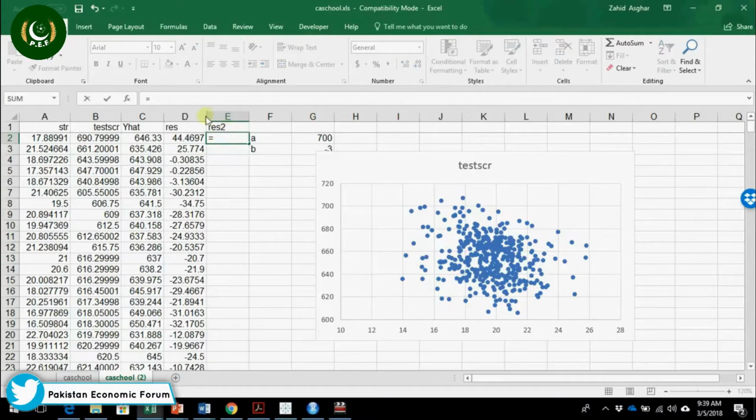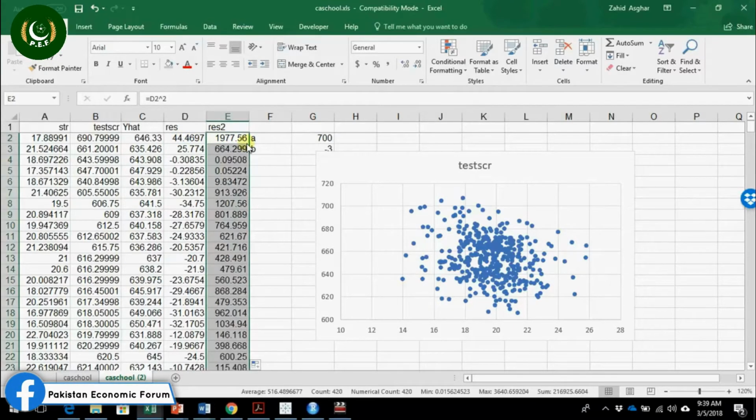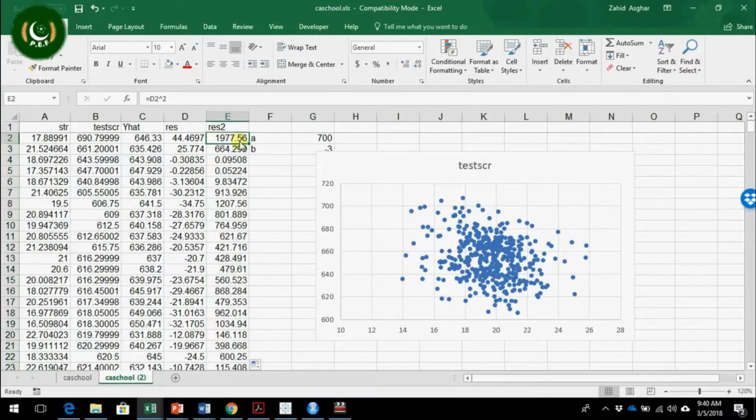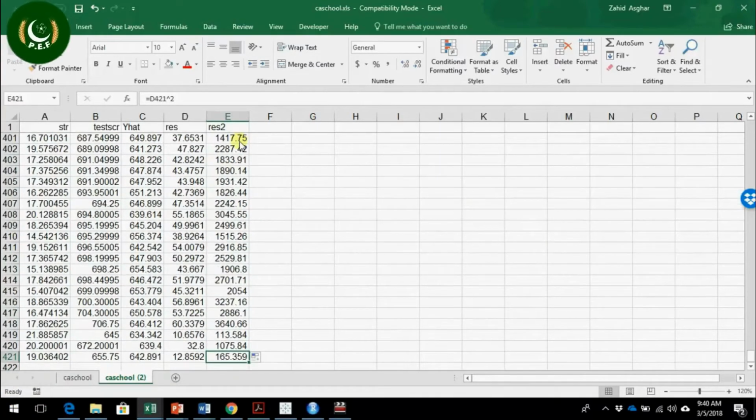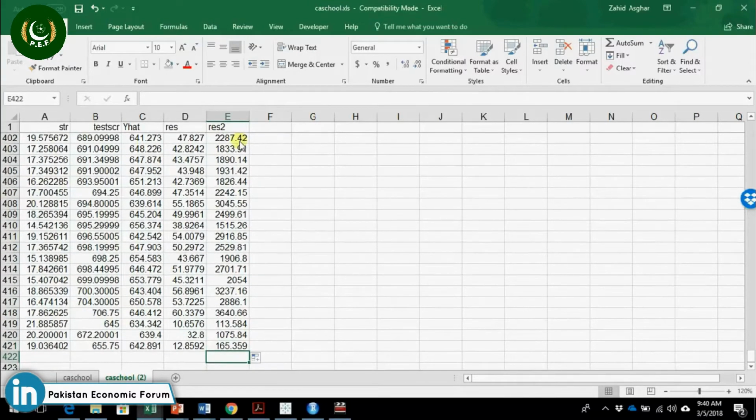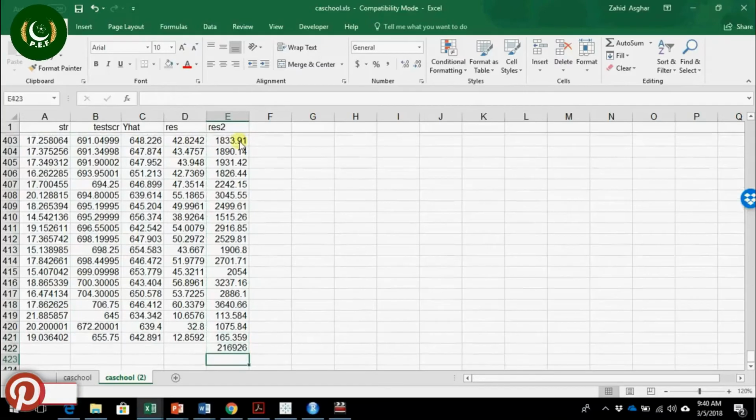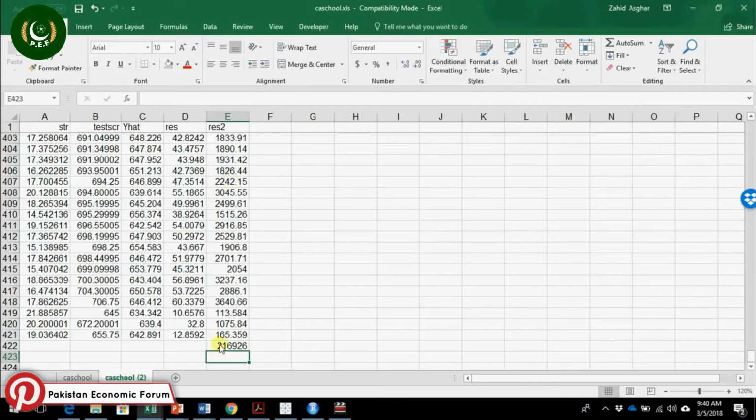So this is equal to square, so these are your sum of squares. This is your square: u1 square, u2 square, u3 square, u4 square, up to u 420 square. And if I take its sum, 216926 is your sum of squares of residuals. We shall try to pick.